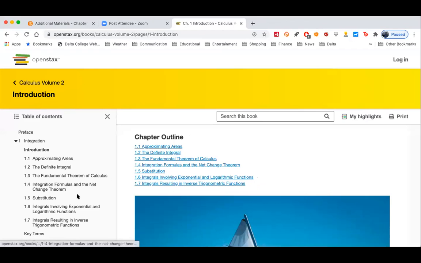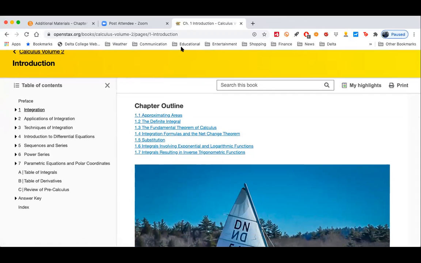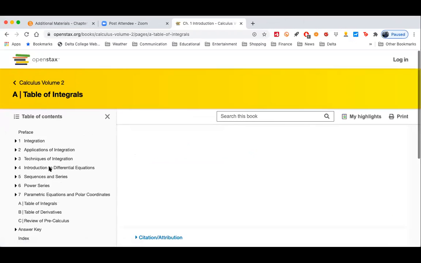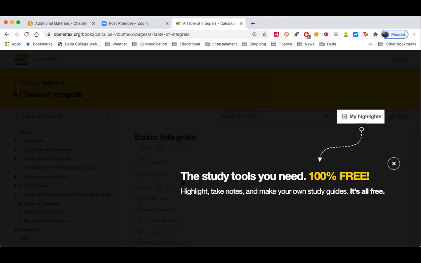Okay, so this is actually taking us to the OpenStax textbook. If you have the paper copy of the book, you can do that there. But if you don't have the paper copy of the book, one thing that you'll want to be able to do is find the online table of integrals. So there's a huge table here.